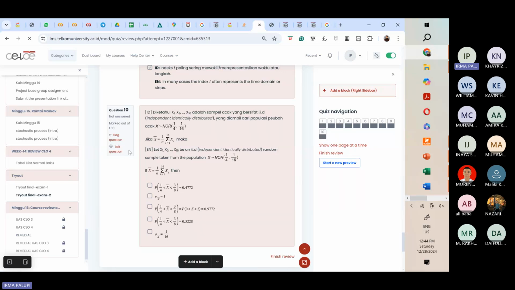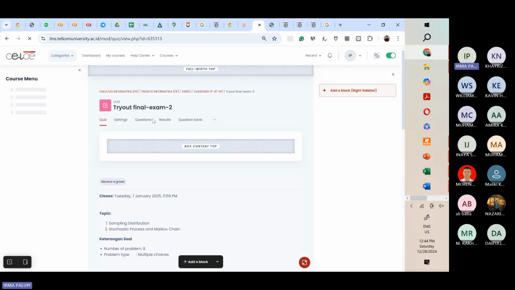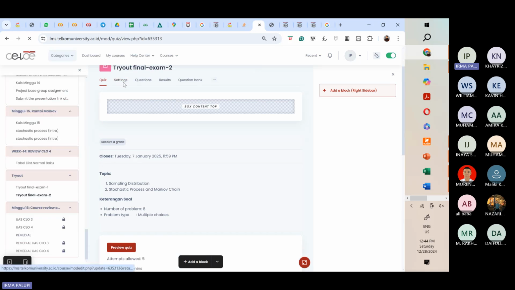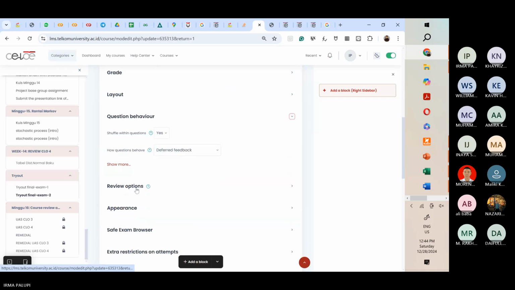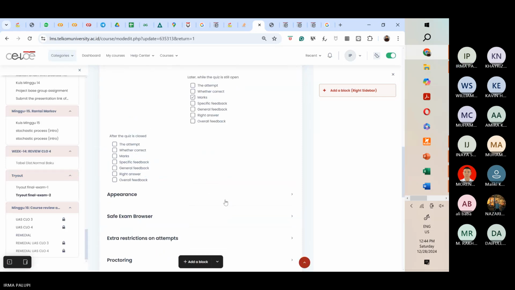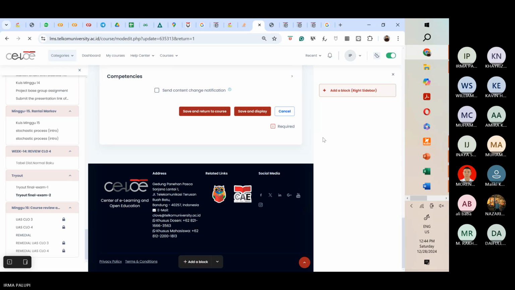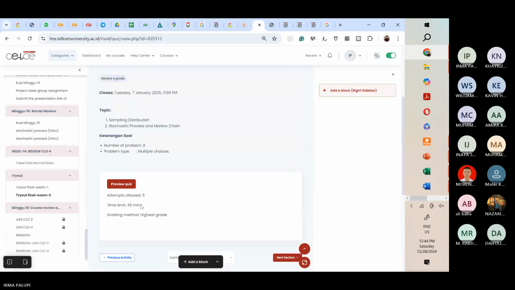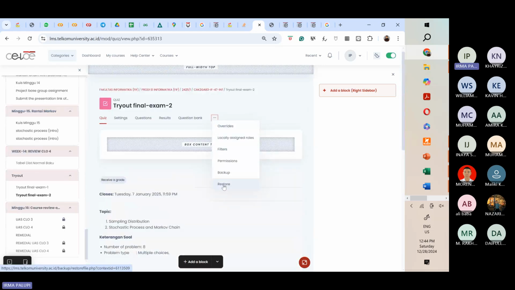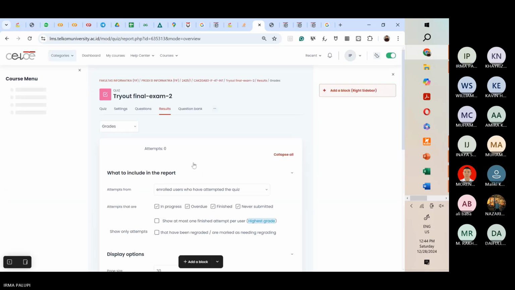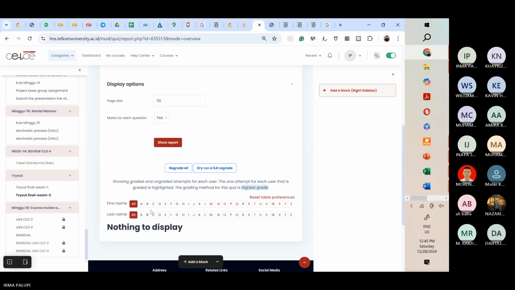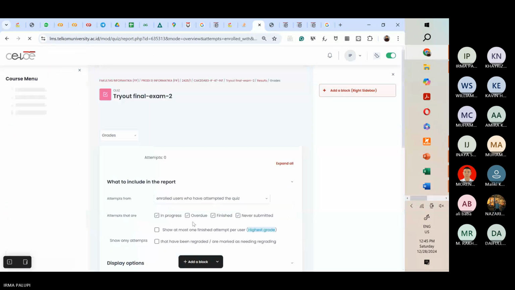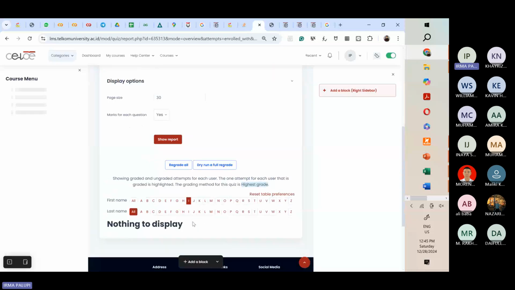Okay, that's all. So let me set this quiz such that you can verify your answer. Now open the review. Define item. Results. Ada sih yang tadi.